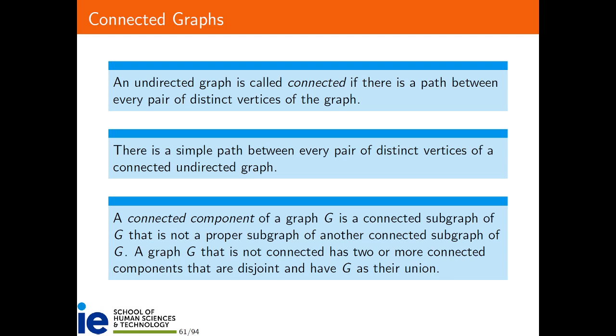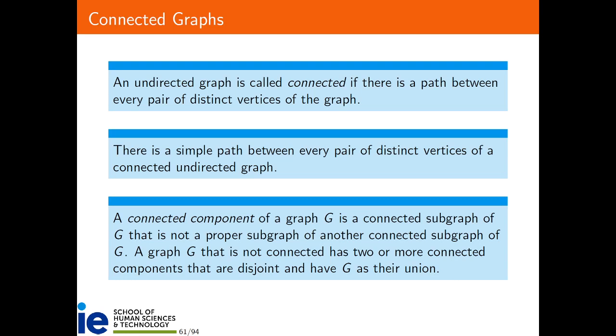What this tells us is that I can go through a path from any pair of vertices in a graph. Now, even for graphs that are not connected, we can somehow measure how connected they are via the idea of a connected component. This is a subgraph of the graph, which is connected and is not a subgraph of another connected subgraph.